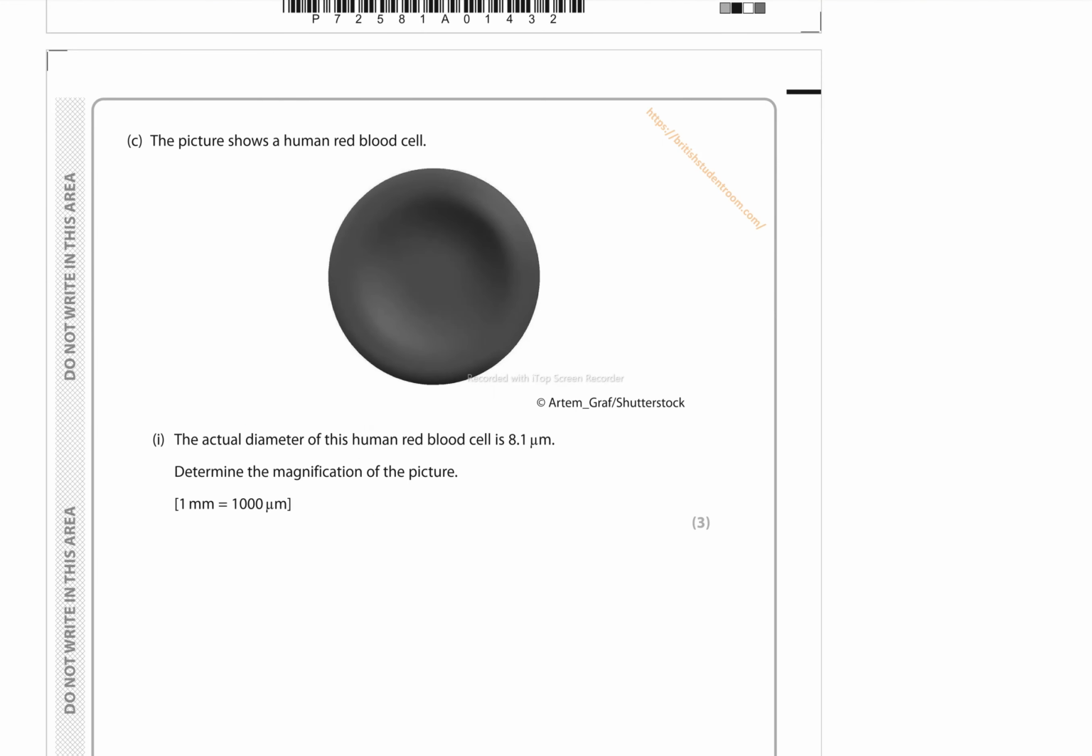Here we have a picture of a red blood cell. Right, okay, let's have a look. The actual diameter of this is 8.1 micrometers. This is the British spelling. Micro, they use this Greek symbol mu.